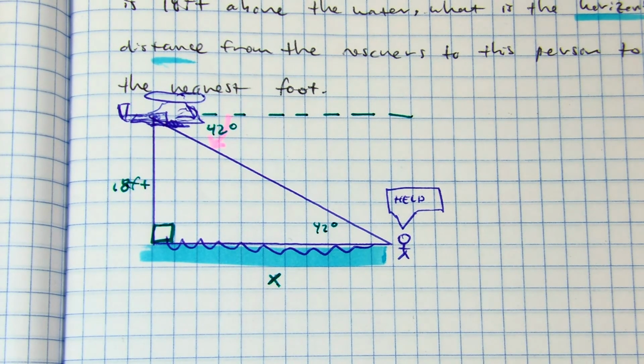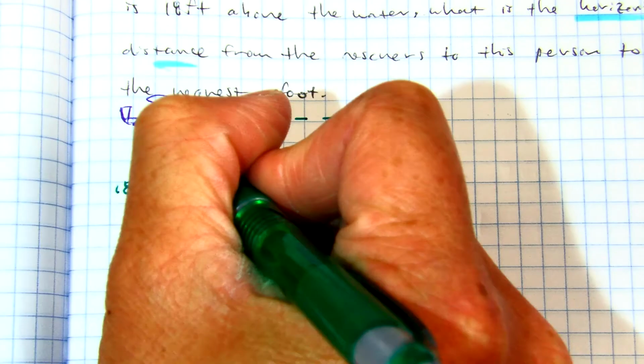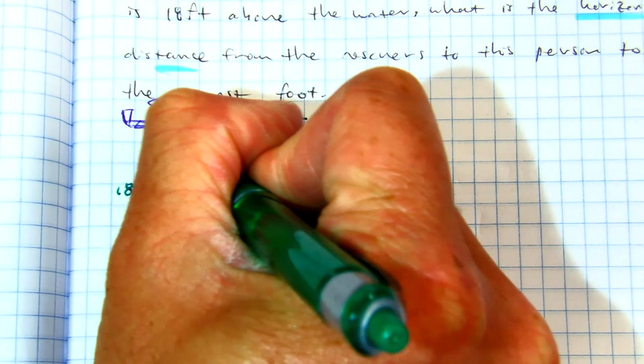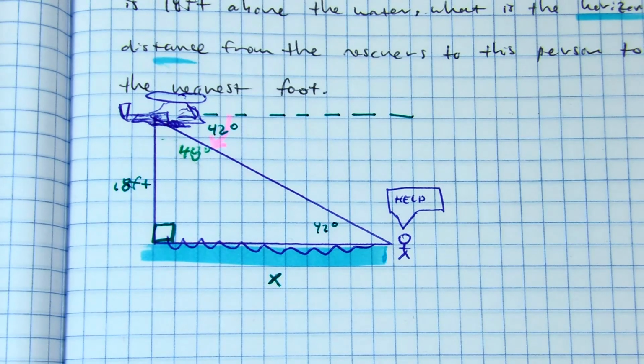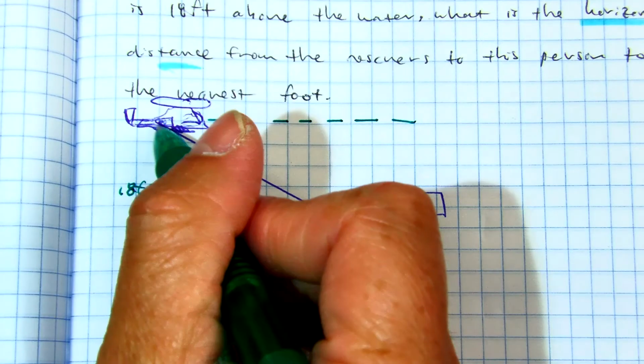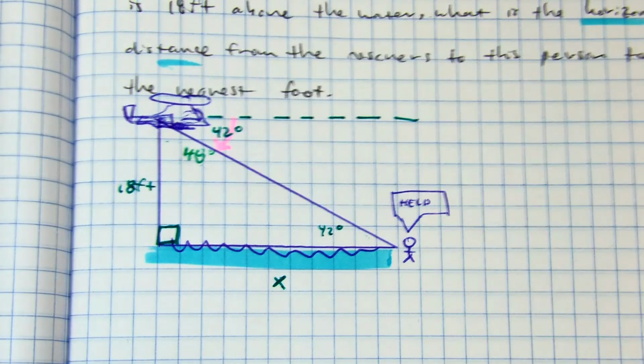Put your finger on that one. The complement is how many degrees? 48 degrees. Right? 42 plus 48 is 90 because these are right angles. Okay? I'm just going to go ahead and use this triangle here, and I will use 42 degrees because that's the given.